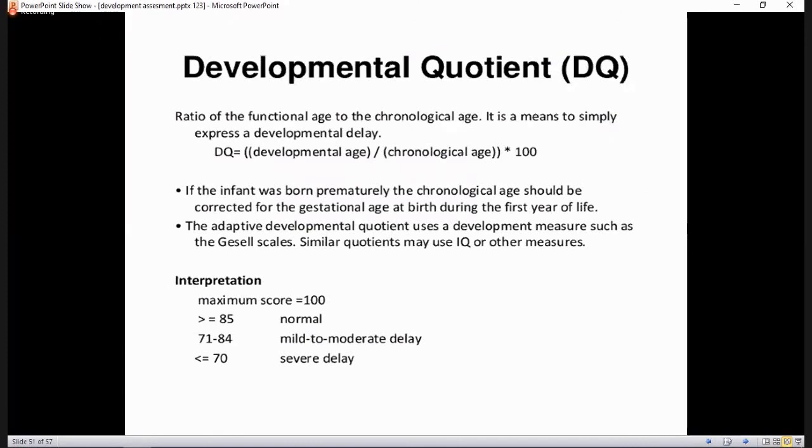There is a terminology called development quotient. We will not go into the details, but many times you will come across such a report. This assessment is done by the psychologist, but you should know how to read this report. In the last 4 lines, you see the interpretation. The normal maximum score is 100, and if it is more than 85, we consider it normal. If it is between 71 and 84, we label it as mild to moderate delay, and if it is less than 70, it is severe delay.